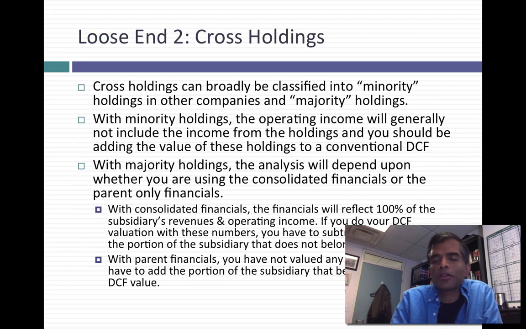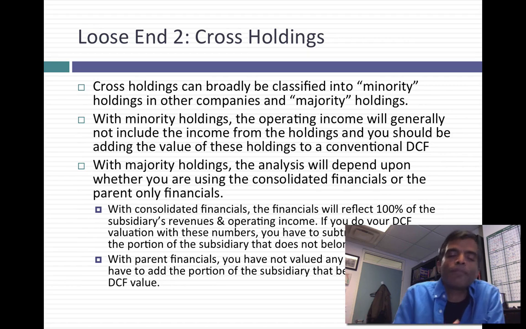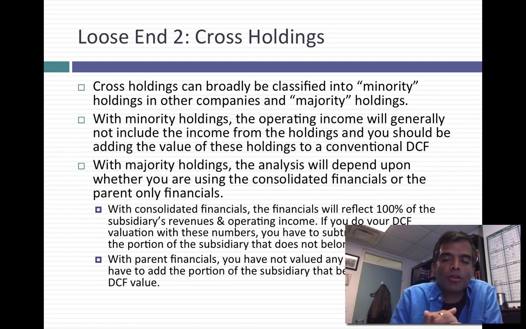So if you do a discounted cash flow valuation starting with operating income, which is what you do with free cash flow of the firm, you haven't valued those minority holdings yet. You will generally have to add the value of these minority holdings, and you have to do this explicitly, to your discounted cash flow value.